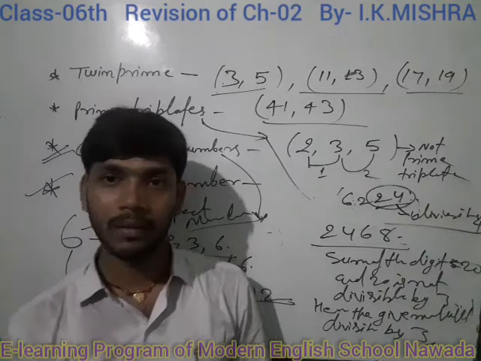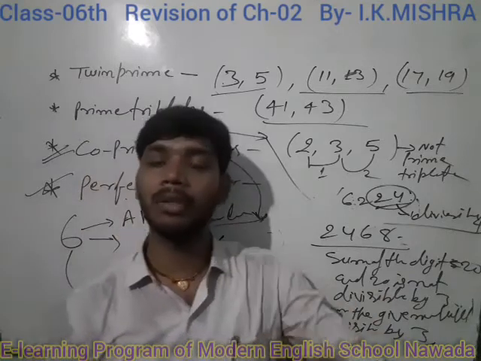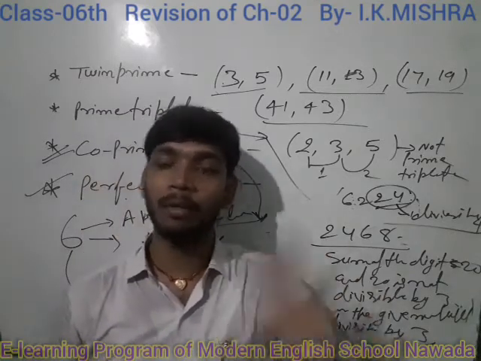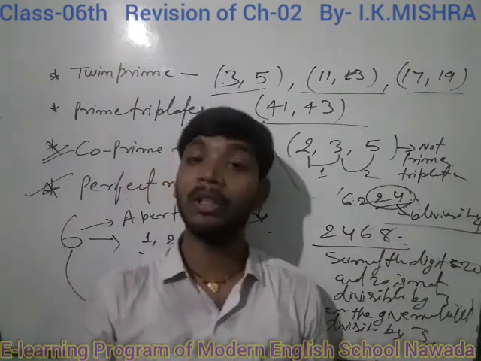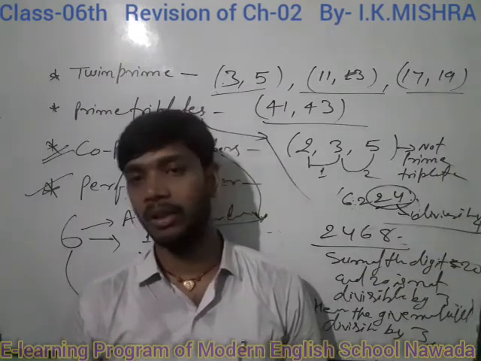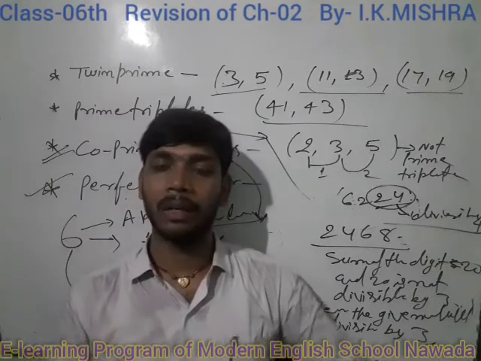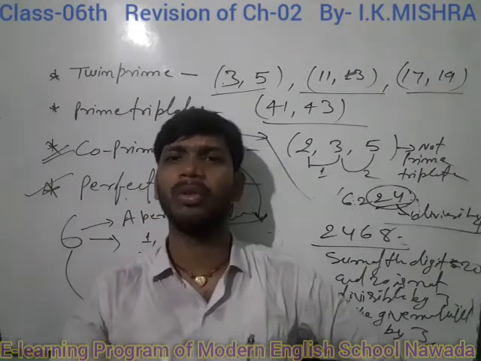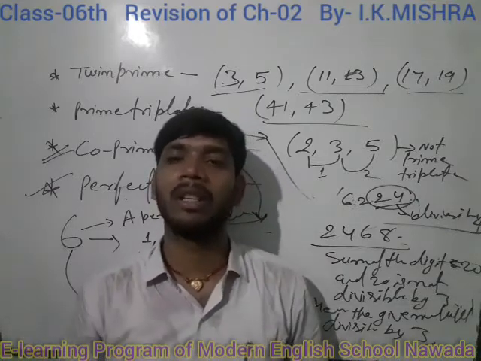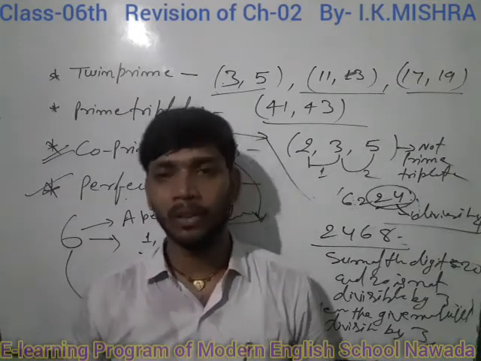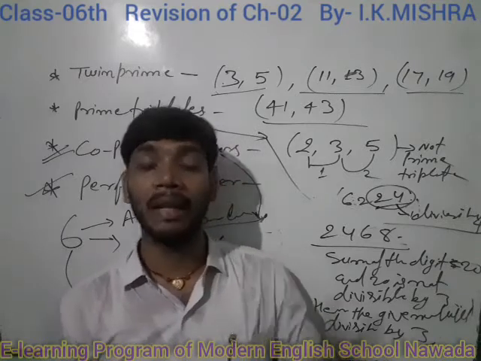For divisibility of 6, if the number is divisible by both 2 and 3, then that number is divisible by 6. For the divisibility of 7, students, you are not required to know it. Its divisibility rule is too lengthy. So now know the divisibility of 8.